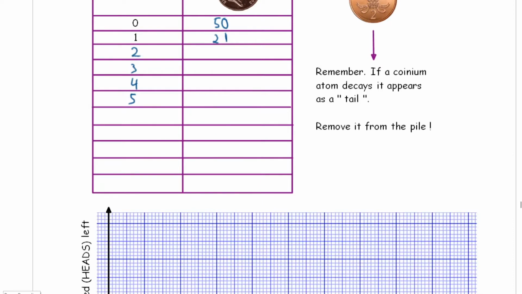Going back to our table, what I just said, if I show it a different way, we had 21 undecayed coins before Mr. Hancock just threw. 14 of them decayed. That means we have 7 coins remaining. So what we're going to do now is the same thing. Throw the 7 coins and see how many are undecayed.